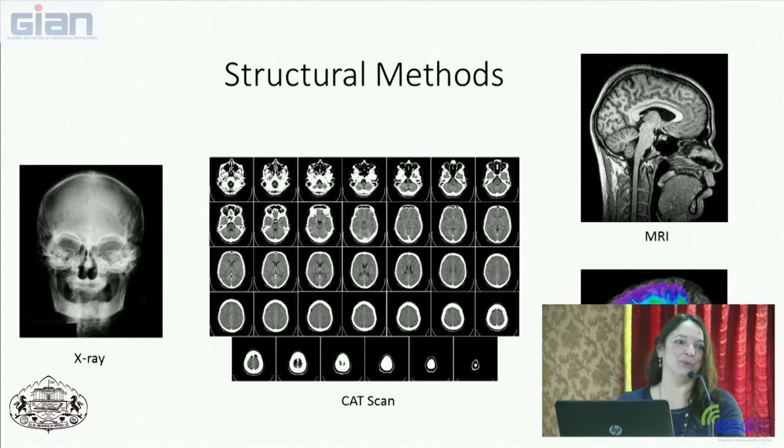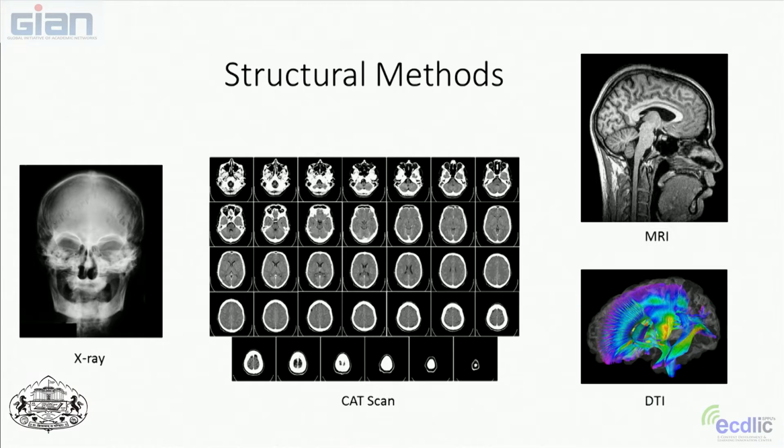So as we go through these, we're going to be asking that question, what are we actually using to take the picture in these techniques? So we're going to start up with structural methods. We're going to talk about X-rays, CAT scans, just briefly today about MRI and DTI, because we'll dive into those subjects much more deeply in the next couple days.